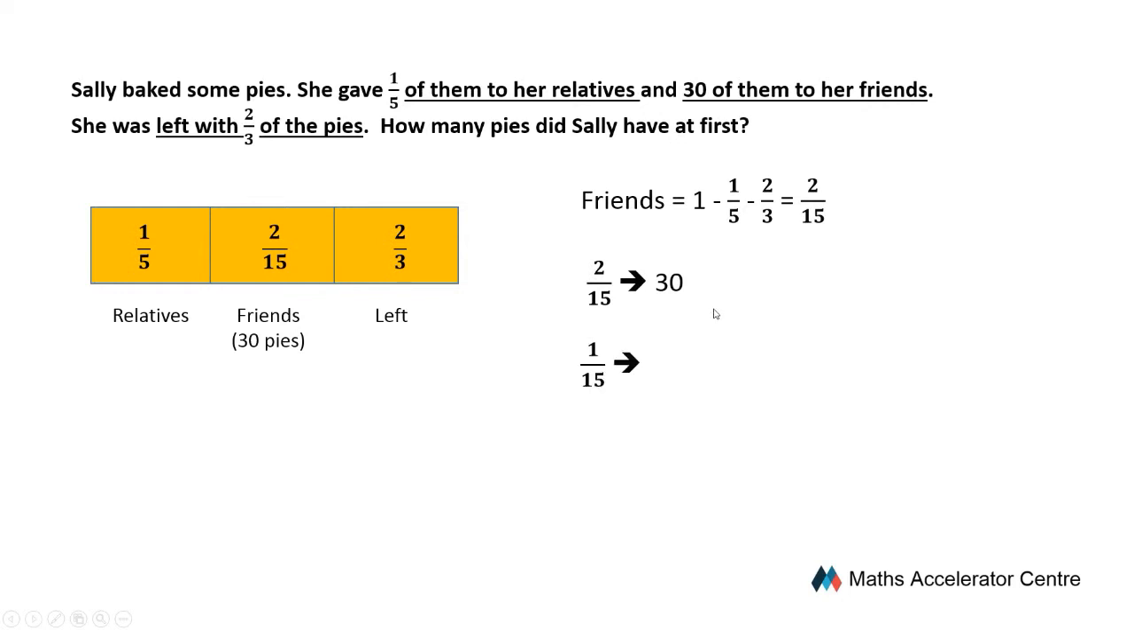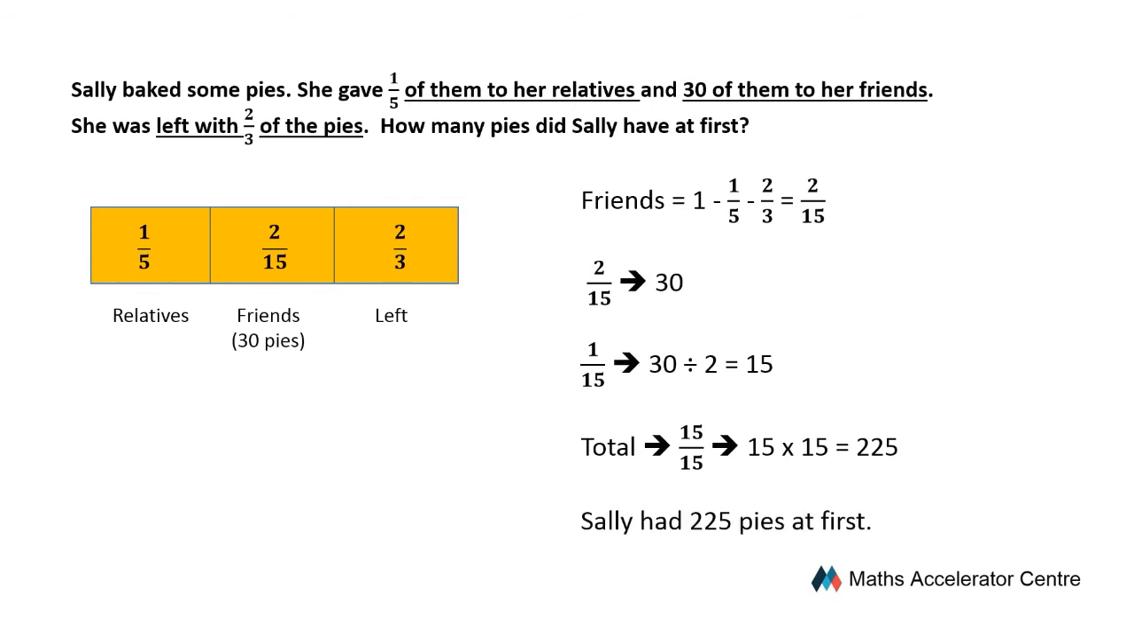1/15 can be calculated easily by taking 30 divided by 2 and we get 15. The last step, which is what we are required from the question, is to find out how many pies did Sally have at first. Sally had one whole, which is equal to 15 out of 15. So the number of pies we're going to calculate will be 15 times 15, and that will give us 225 pies. So there we have it. We have answered the question. Sally had 225 pies at first.